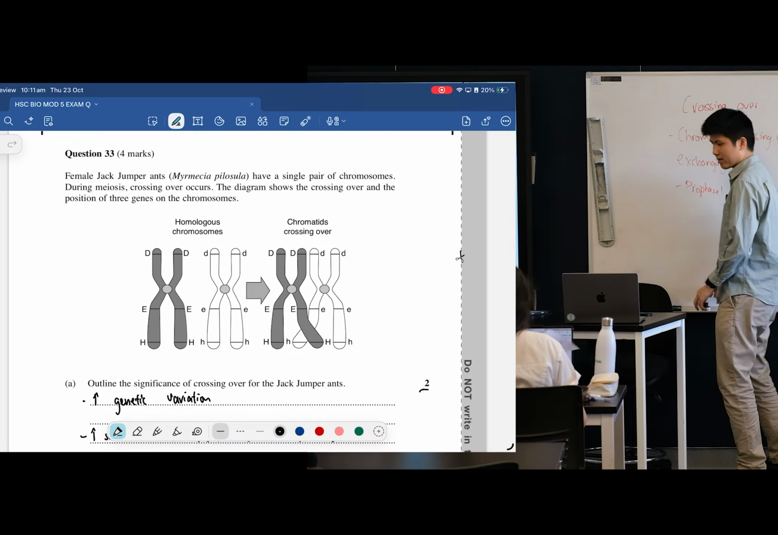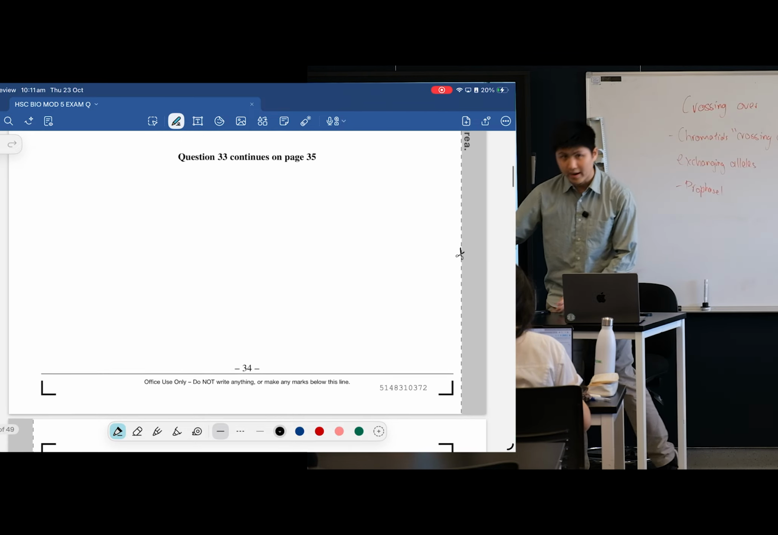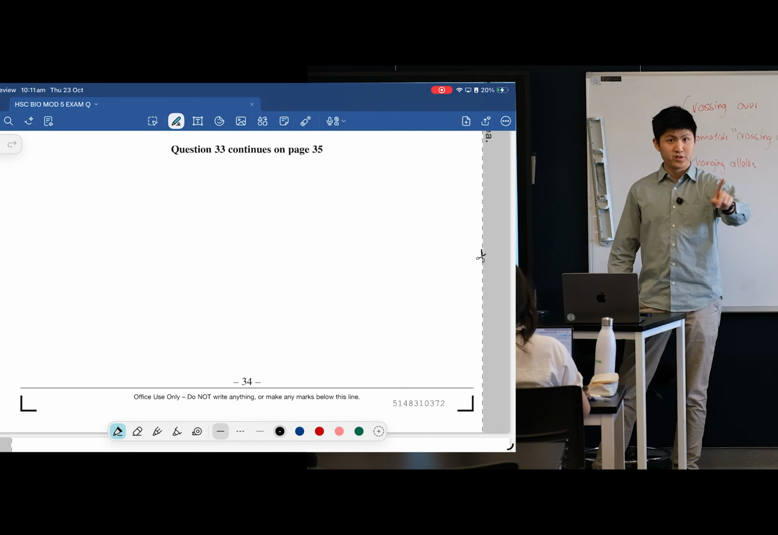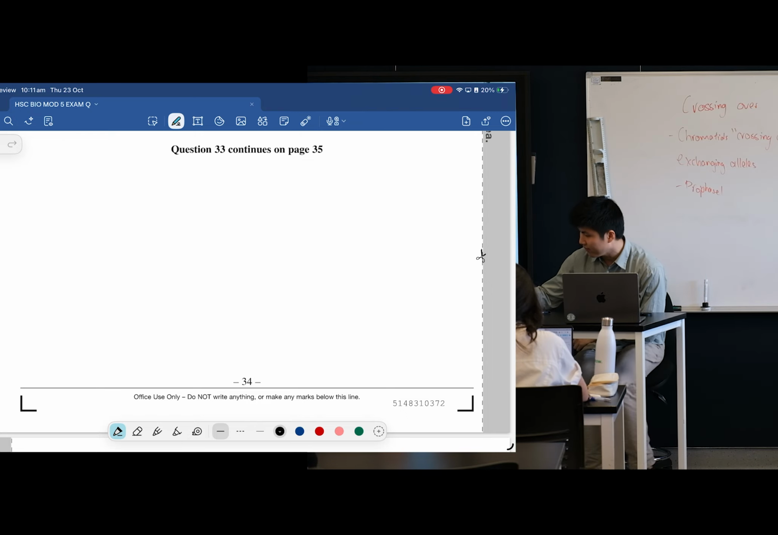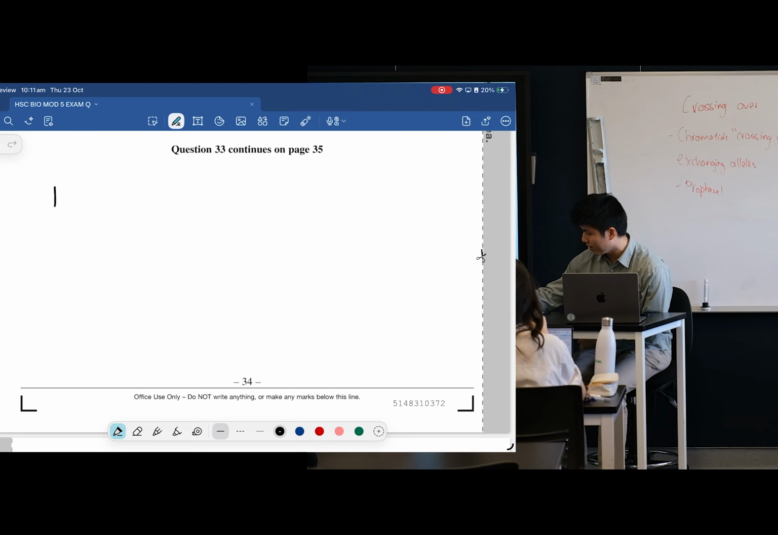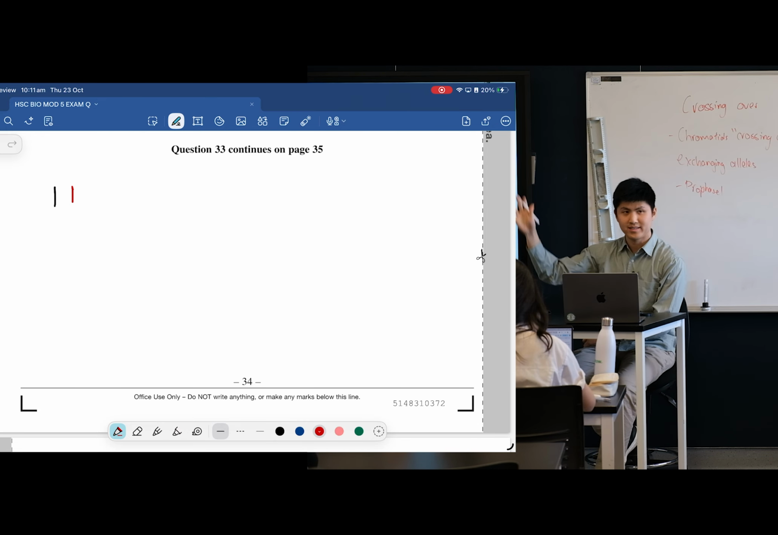Actually I'll show this here. My jack jumper ants only have a single pair of chromosomes, right? So before interphase happens, they have a chromosome from their mum, the maternal one, and one from their dad, the paternal one. That's their entire set, right?